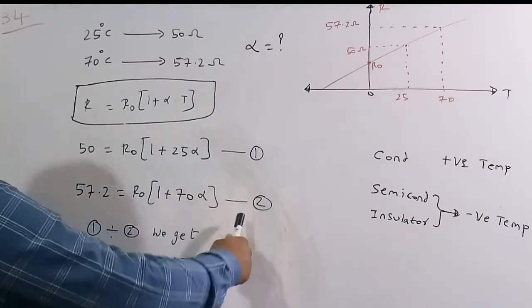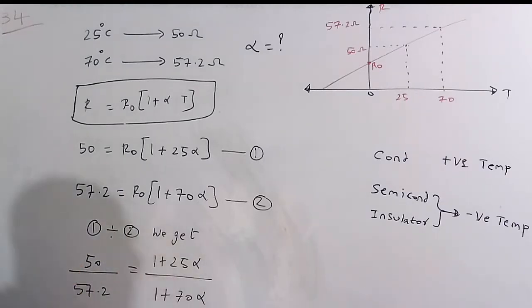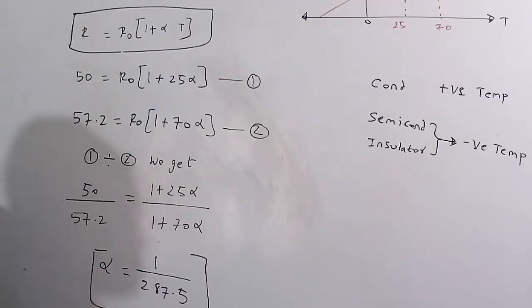So we can divide the first equation by the second, and R naught gets cancelled. Therefore there is only one equation with one unknown. After solving this, we get the temperature coefficient of this conductor, which is 1 by 287.5. That is the correct solution of this question.